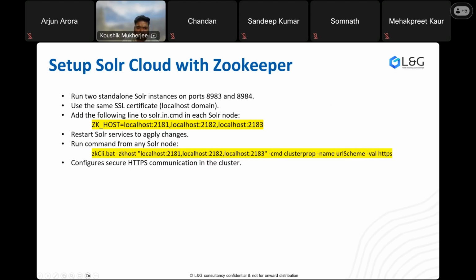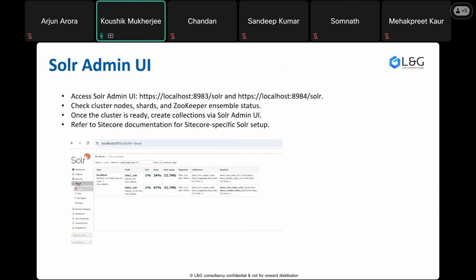Then you need to restart the Solr services, and we need to run this command from any Solr node. This particular command will configure the HTTPS communication between the Zookeeper clusters. That's it, so you need to run it. Once that is successfully done, you can see these two things in the Solr admin.